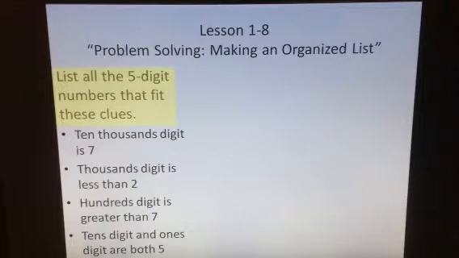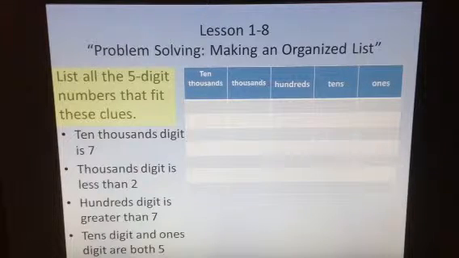So let's think about this. How should we set up our table or our chart to show that we're going to be talking about 5-digit numbers? Students got this part pretty quickly. We're going to set it up in 5 columns and label those columns 10,000s, thousands, hundreds, tens, and ones. Once we've done that, let's look at the clue there.